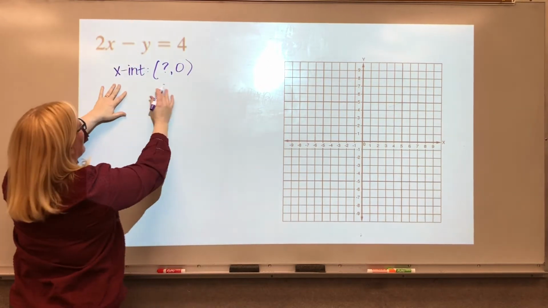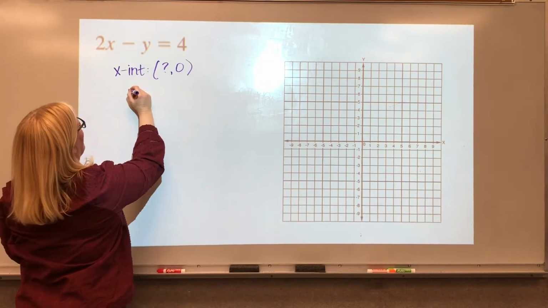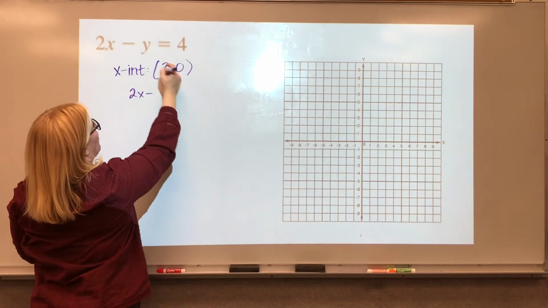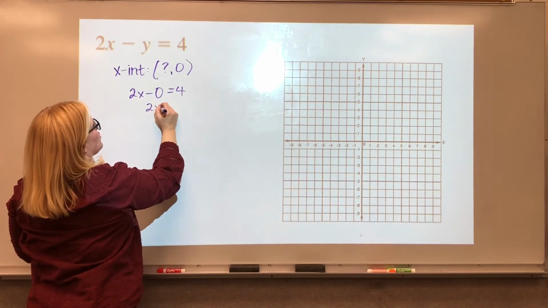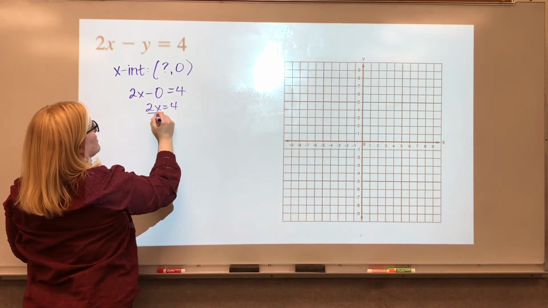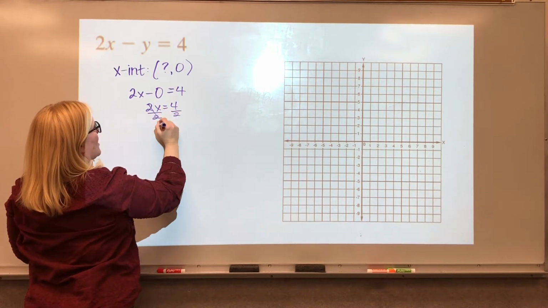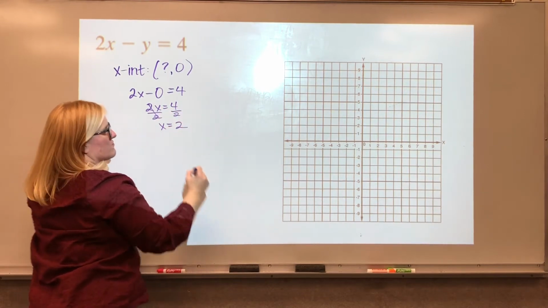Now if I plug that into the equation, I'm going to have 2x minus y, which is 0, equals 4. So 2x equals 4, divide by 2, x equals 2. Okay?